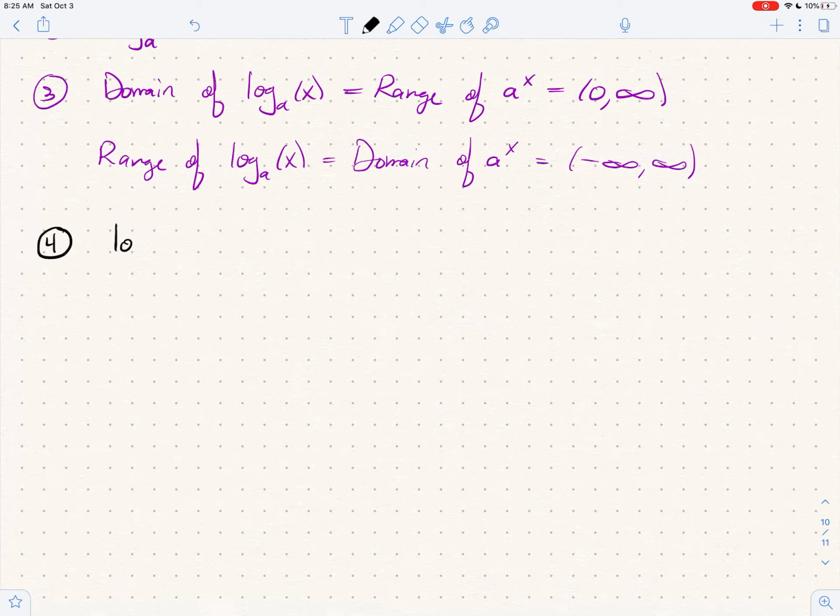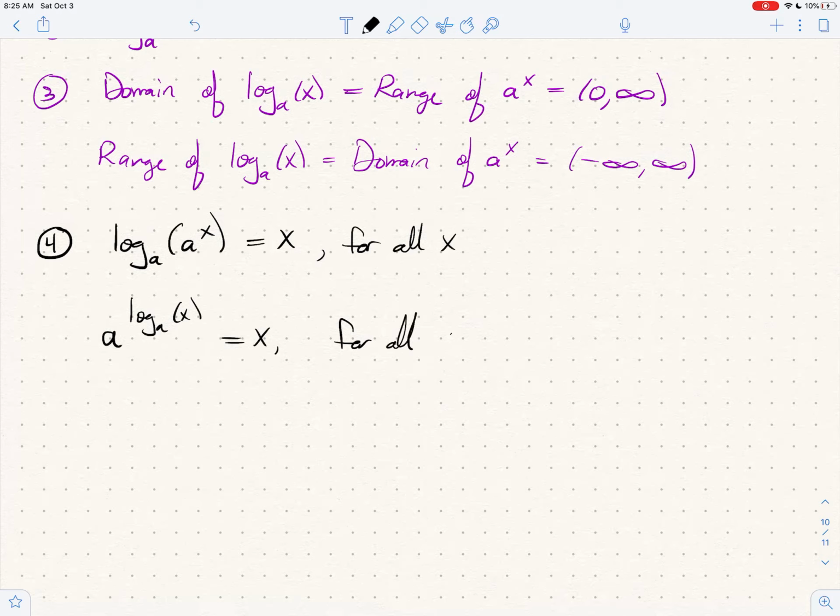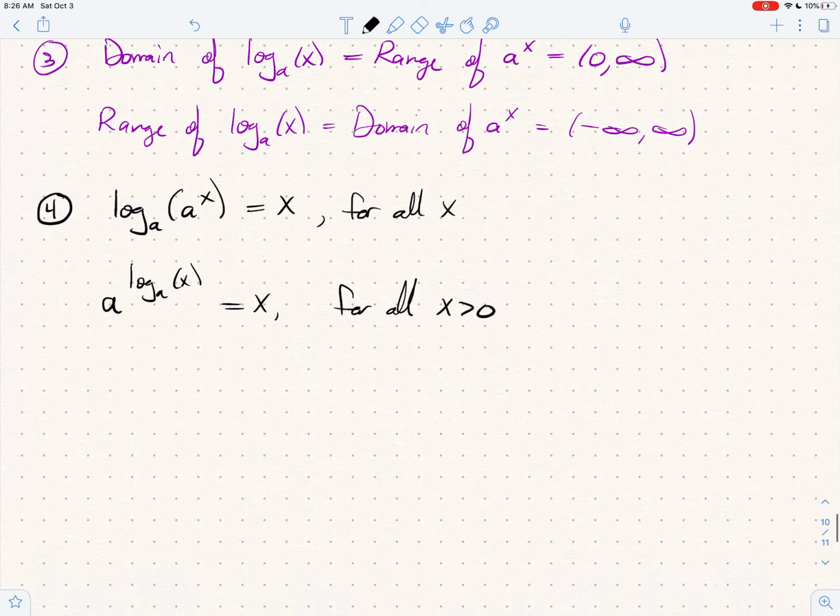Property 4: log base a of a to the x, this is f inverse of f of x, is just x. This is for all x in the domain of the inside. The domain of the inside is everything, so this property holds true for all x. And then a raised to log base a of x, this is f composed with f inverse, is also just x. This is for all x in the domain of the inside logarithm, which means x has to be bigger than 0. So those are two really key facts.